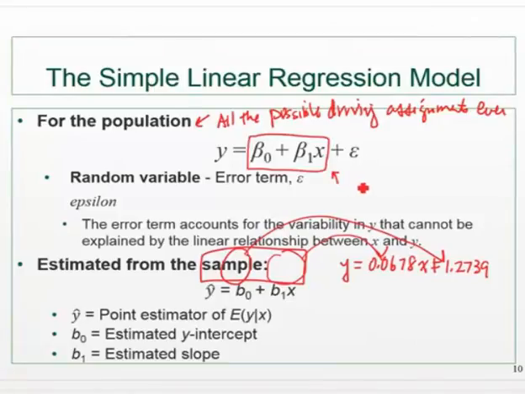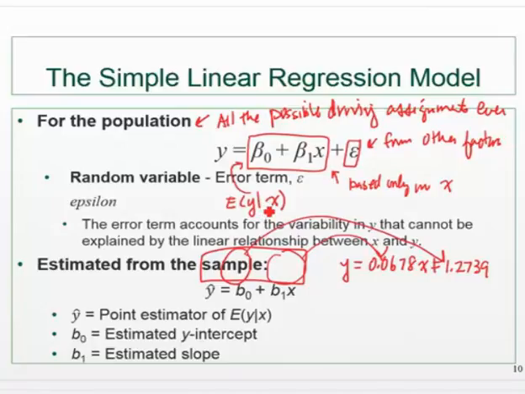So this will be the part based only on the x, and this part is from something else, from other factors that are not accounted for. This is kind of probability notation. What this is saying is the expected value of y given some x value. So it's basically the average y value given some x value.